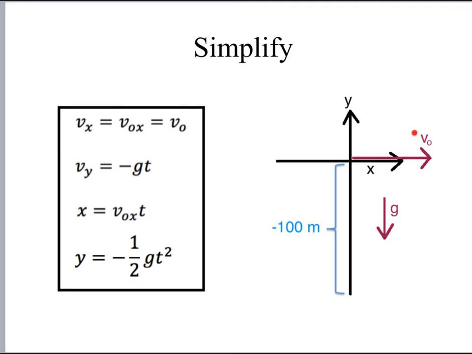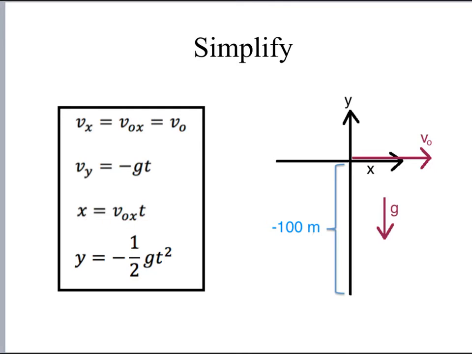And in a problem, again, it's going to say a projectile is launched 50 meters per second horizontally, and so V naught would be 50 meters per second, and that's constant. Now our Vy works out to be minus g times t. Our x position is V naught x times t.